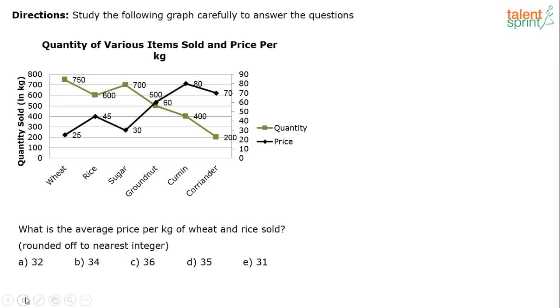Let's look at the questions. The first one is here on your screens now. The values are all indicated, so we don't have to struggle with them. All you have to do is understand the question and use it effectively. The first question is, what is the average price per kg of wheat and rice sold, rounded off to the nearest integer? The price per kg of wheat is 25. The price per kg of rice is 45. So you have to find out the average price per kg of wheat and rice. Quick.